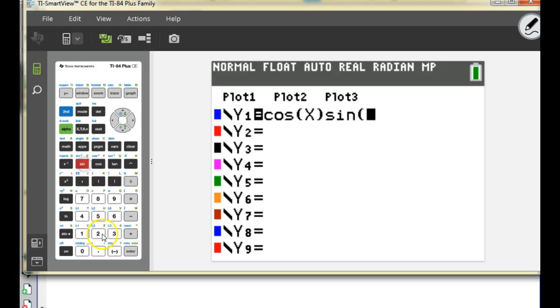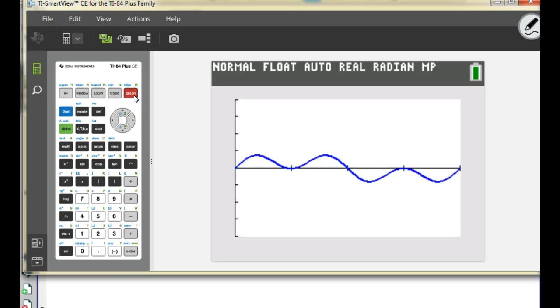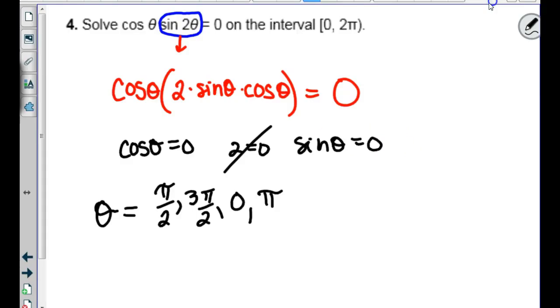Sine 2x. Okay, my window is already set up for 0 to 2 pi. The question was, where does it hit 0, right? Because it was supposed to equal 0. So there was one here, here, here, here, and we said 2 pi, but remember we couldn't include it. So there were 1, 2, 3, 4. We found them all. Okay? Yeah, always good to double check.